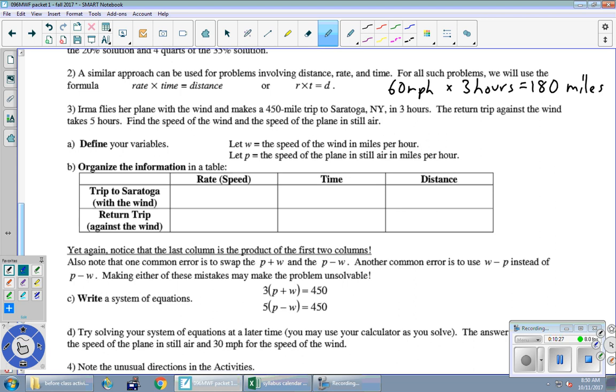Irma flies her plane with the wind and makes a 450-mile trip to Saratoga, New York in 3 hours. The return trip against the wind takes 5 hours. We want to find the speed of the wind and the speed of the plane in still air.